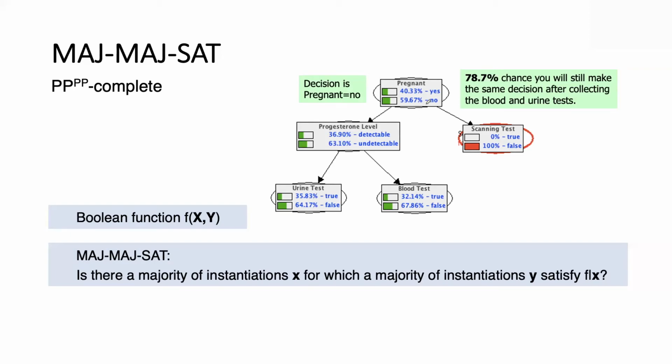And the SDP in this case tells you, oh, there is a 78.7% chance you will still make the same decision even after collecting that. Now, this looks very different than this, but they're not actually. And in fact, you can see the split of variables X and Y showing up there, because now I have two different sets of variables.